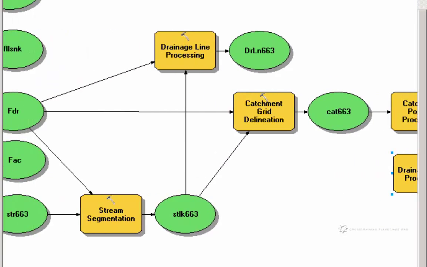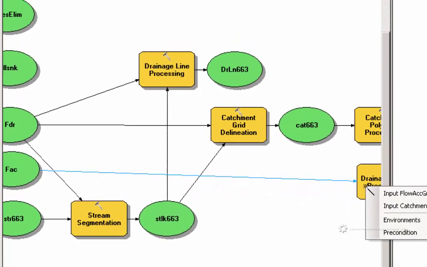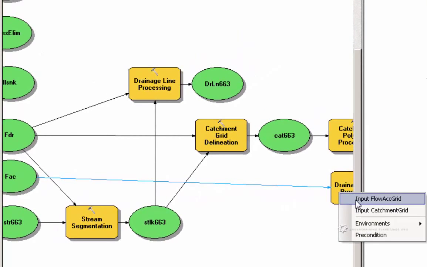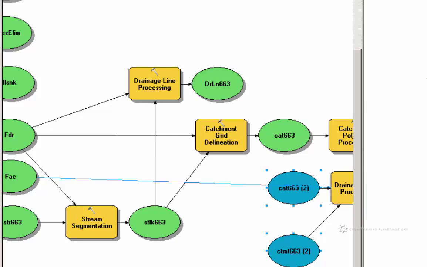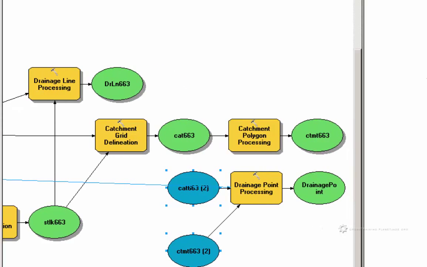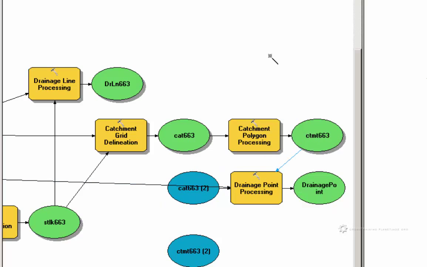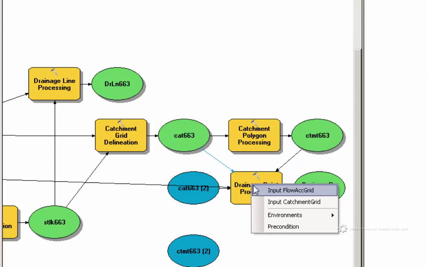So let's go ahead and grab our flow accumulation first. It's way over here. Flow accumulation. So that's our flow accumulation grid. And we can see here two blue blobs that just pop out. It wants our catchment grid and our catchment polygon. So let's do the catchment polygon first. And then let's do our catchment grid next. So this is our catchment grid.